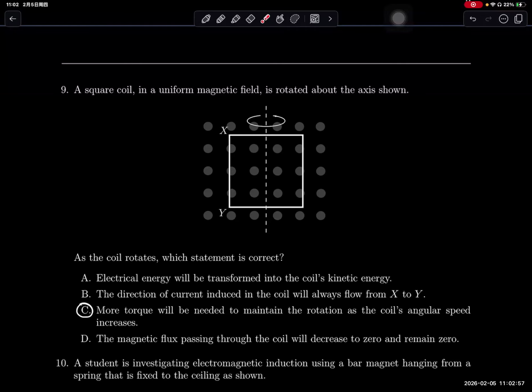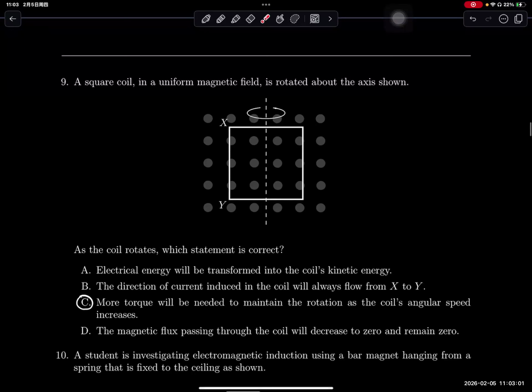And then you consider where the changing flux is the maximum. It will be when the speed is faster, right? So the rate of changing magnetic flux will be greater, so there will be more torque you need to apply, because you're inducing a larger current, so therefore you want to have a larger torque in order to rotate it. Therefore, it's C.